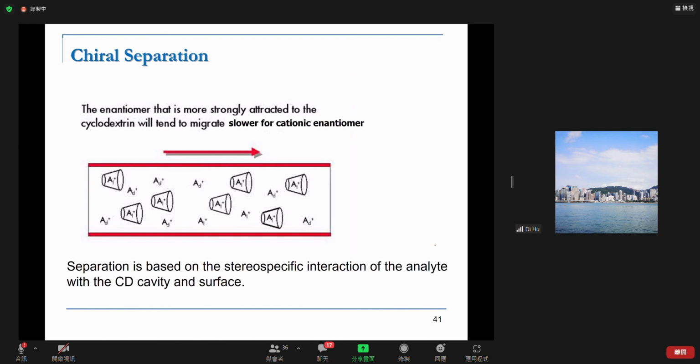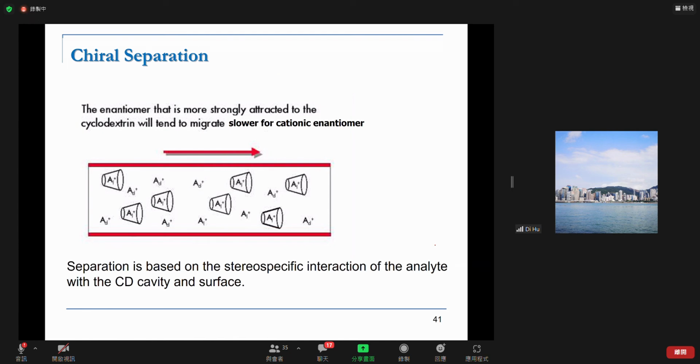For the micellar, because it's CD itself, it does not have a negative charge or positive charge like the micellar has. So it's migrating together with the buffer solution, right? Okay, it's migrating with the buffer solution. So when it's introduced into the capillary, how can it achieve the chiral separation? Because it depends on the compound.